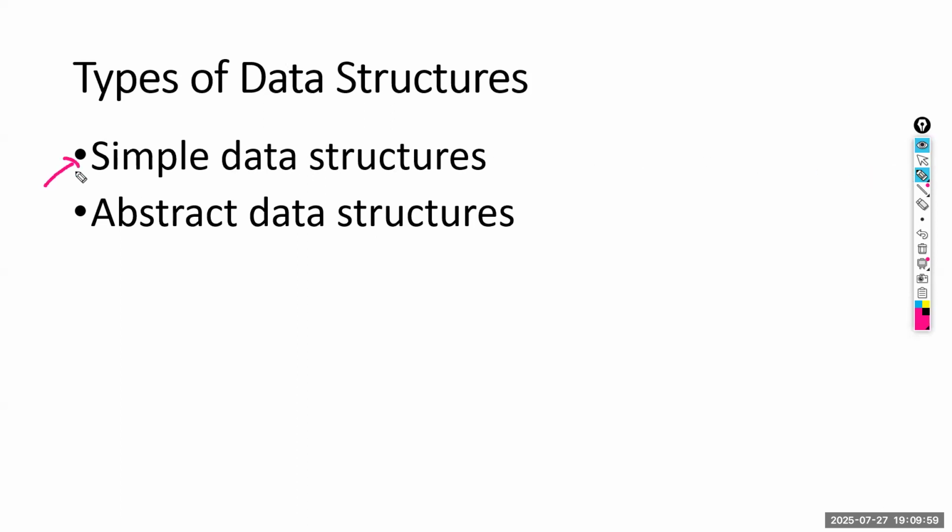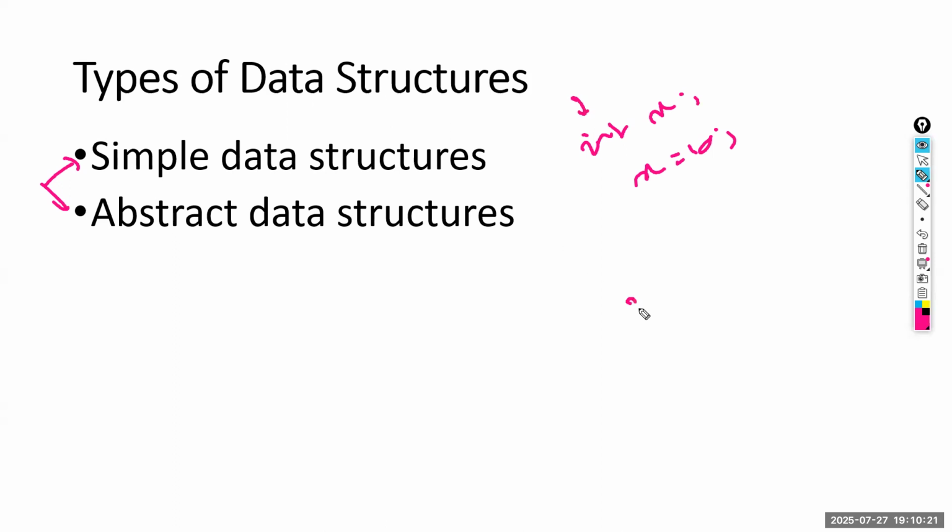So simple data structures are the data structures that we have already used, like a simple variable, int x, x equal 10. It's not an abstract data structure. It's a basic data structure. Sometimes we call it a primitive data type also. Primitive means very basic.